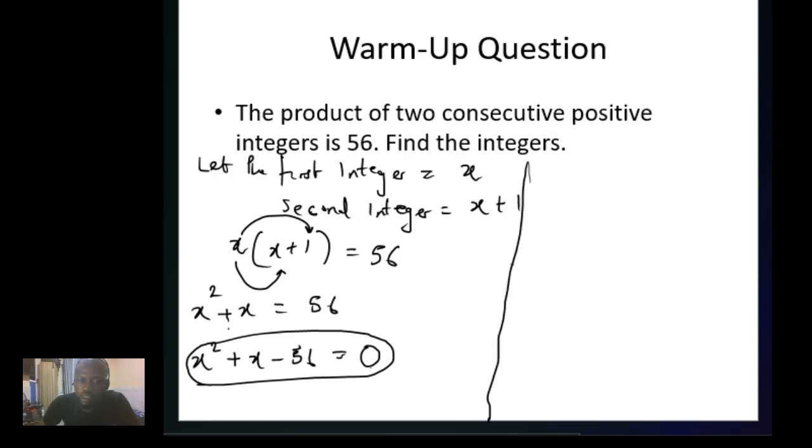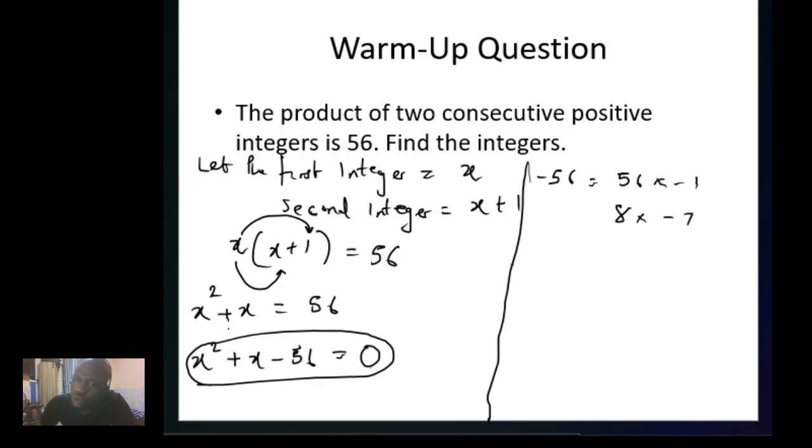So from here, the first thing we are going to do is find the factor pairs of 56. What are the factor pairs of 56? The first one is very easy. You can say 56 times minus 1. Yes, this is a factor pair of 56. We can also come up with another one, which is 8 times minus 7.